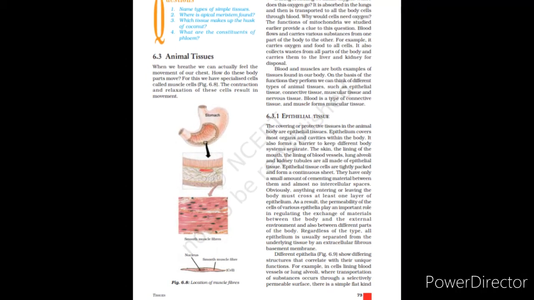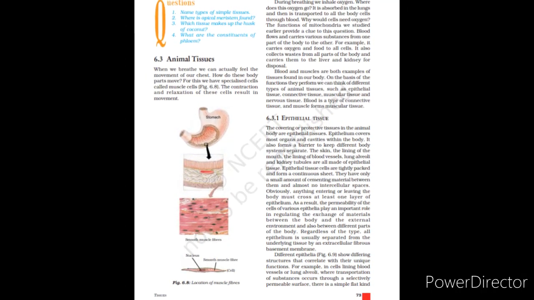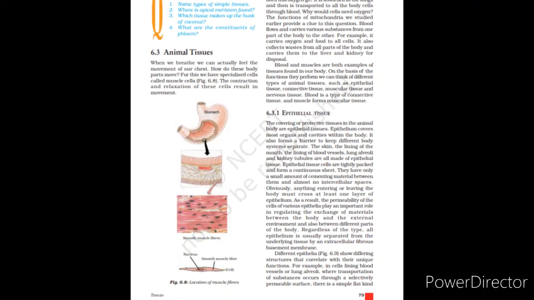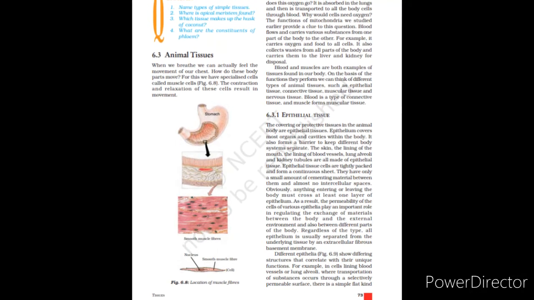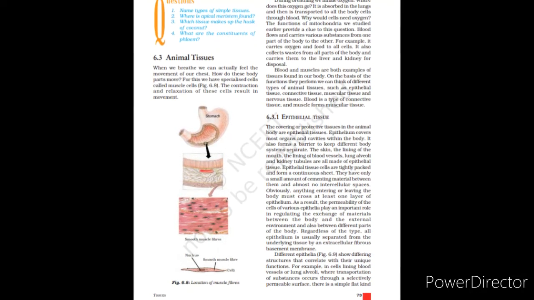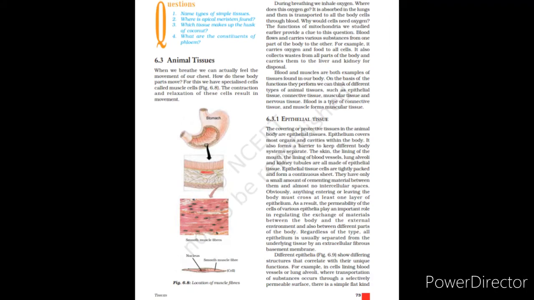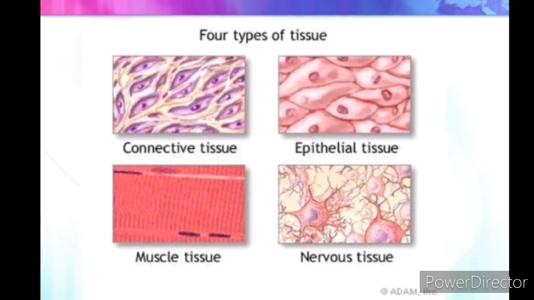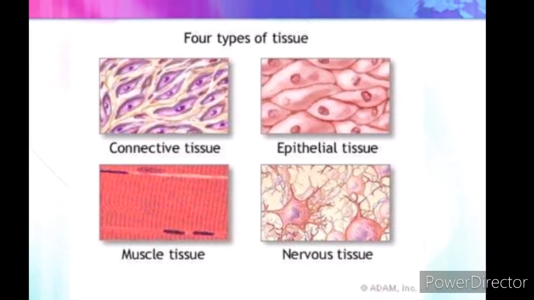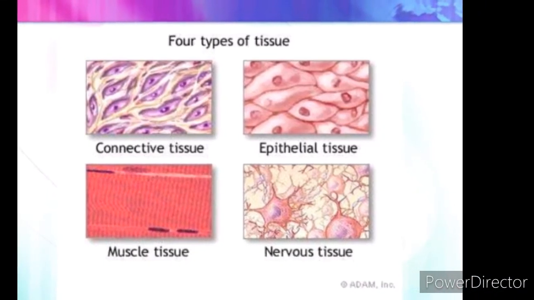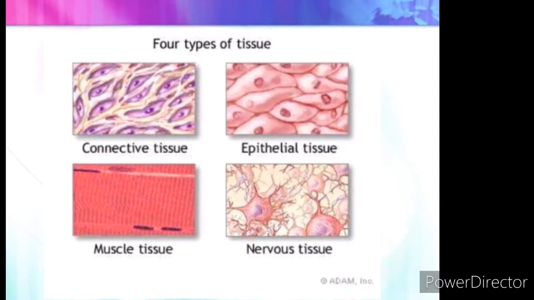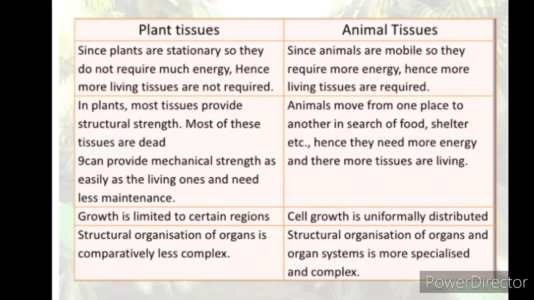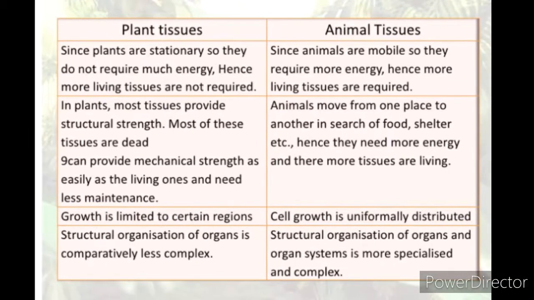Blood flows and carries various substances from one part of the body to the other. For example, it carries oxygen and food to all the cells. It also collects waste from all parts of the body and carries it to the liver and kidney for disposal. Blood and muscle are both examples of tissues found in our body. On the basis of the functions they perform, we can think of different types of animal tissue, such as epithelial tissue, connective tissue, muscular tissue, and nervous tissue. Blood is a type of connective tissue and muscle forms muscular tissue.